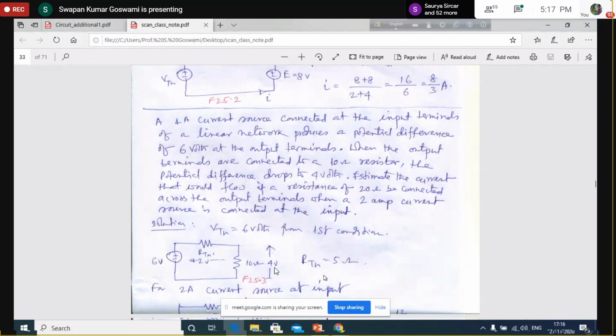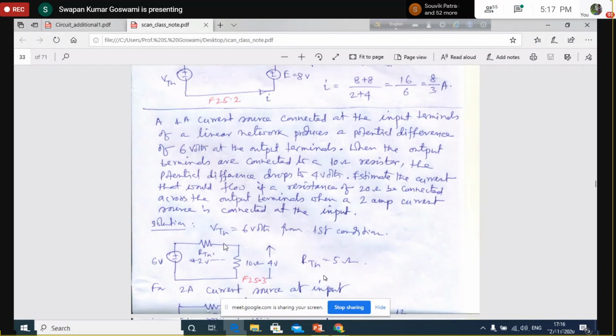4 volt. That means the remaining 2 volts is actually dropped across the internal resistance, isn't it? If 4 volt is dropped across the output resistance 10 ohm that is connected across the output terminals, obviously the remaining 2 volts, where has it gone? Obviously it has dropped somewhere. Where has it dropped? It has dropped across the internal impedance of the source.